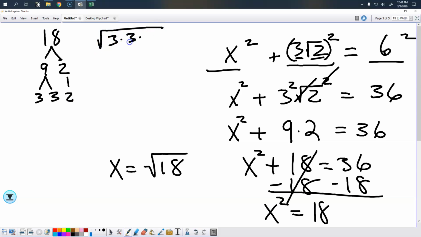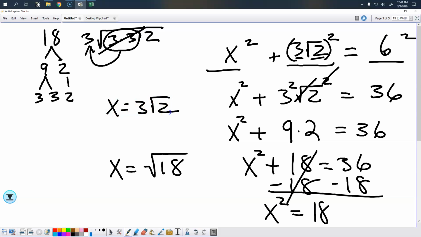So 18 is 3 times 3 times 2. So it's the exact same thing? Yeah. We did all that extra stuff. Right. So that is Pythagorean theorem. Okay, don't erase it though. Well, I'm going to erase this side, okay?